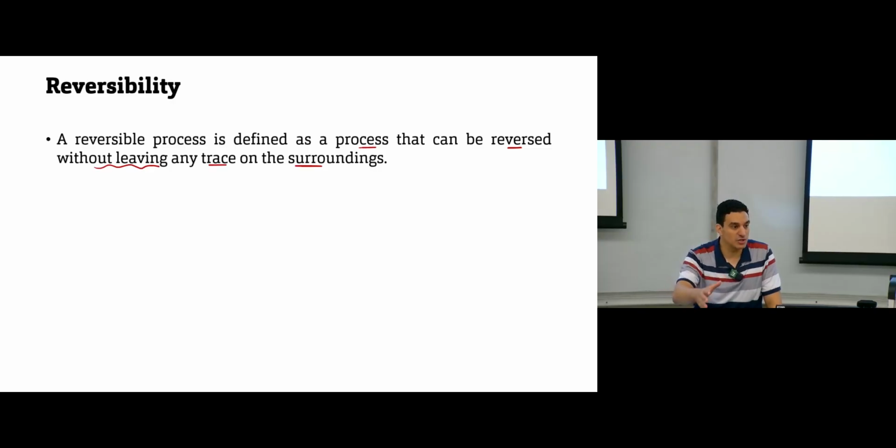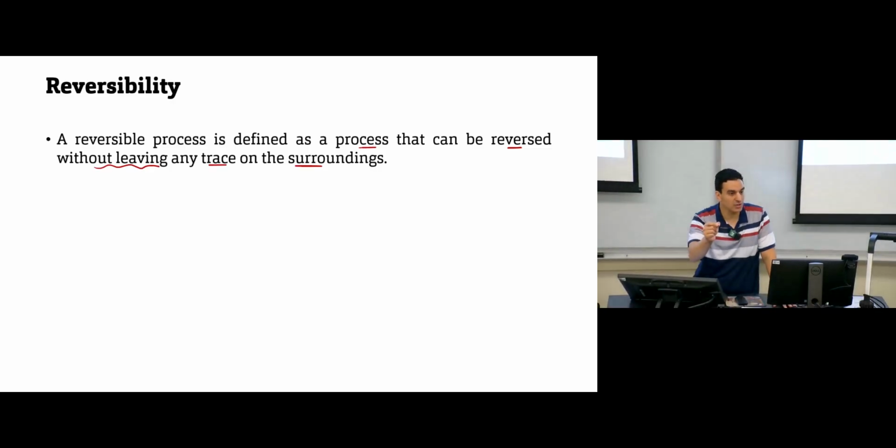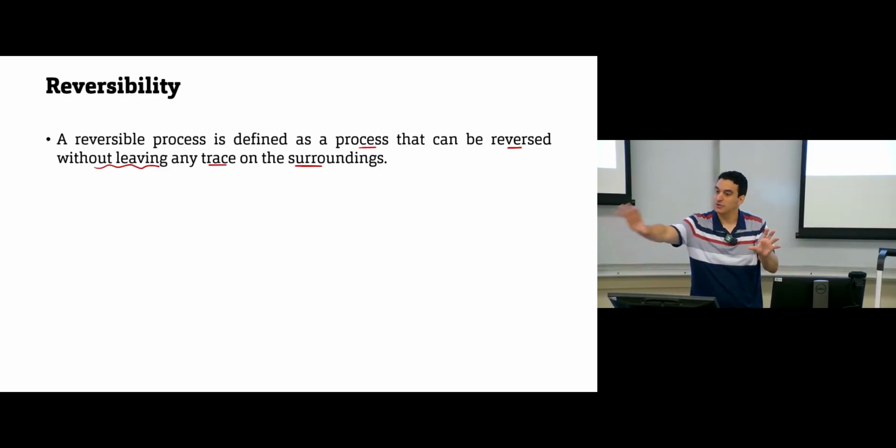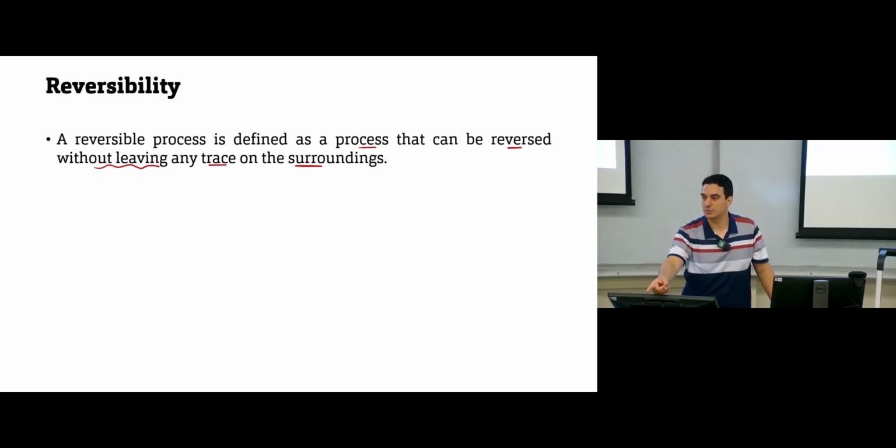If there is no change you can observe in the surrounding, then this is called a reversible process. So again, you have a system and a surrounding, and they are affecting or influencing each other. For the system, some changes happen, but you return it to the initial condition. For the surrounding, if any changes happen through this process, this is an irreversible process.